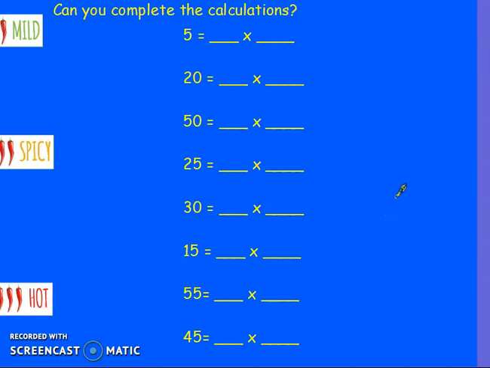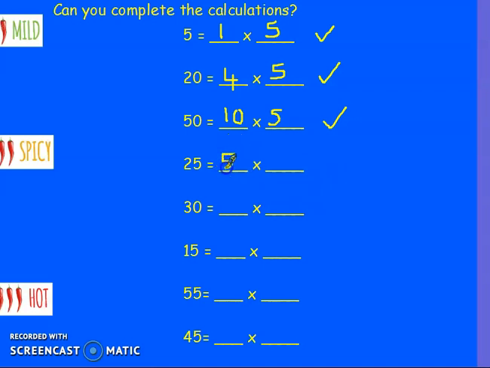Okay, let's mark the answers. Please excuse my handwriting, it's quite tricky to do it on the board. Let's see what we can do. So, to get the answer 5, you could have done 1 times 5 or 5 times 5. Or 5 times 1. Give yourself a tick if you got that right. To get the answer 20, you could have done 4 times 5 or 5 times 4. Give yourself a tick. 50, 10 times 5 or 5 times 10. Either way around is fine.